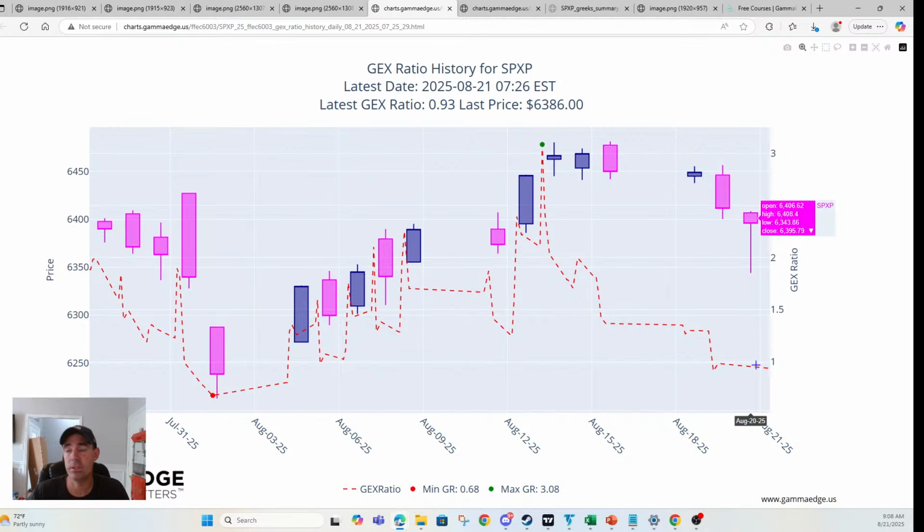So we're giving an edge to the bears as we're under the 1, indicating that the short dated put gamma is ruling the overall complex, overriding the call gamma. So this chart really is a great tool to watch for divergences and look for the overall structure changing in real time as we move day over day.